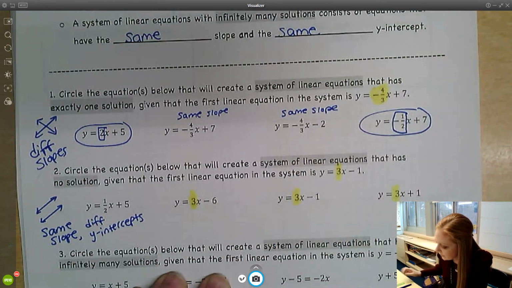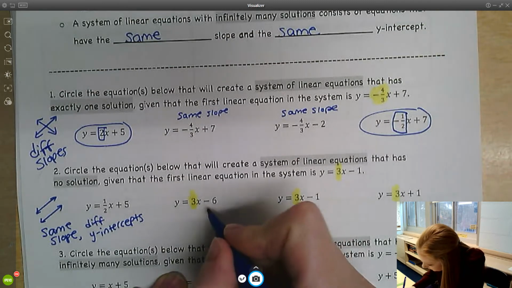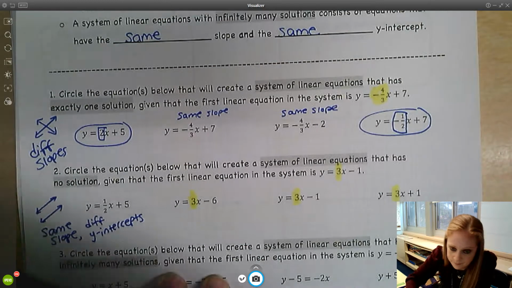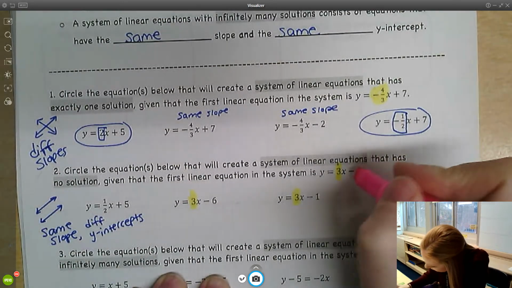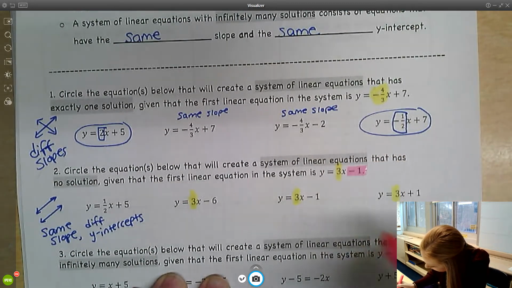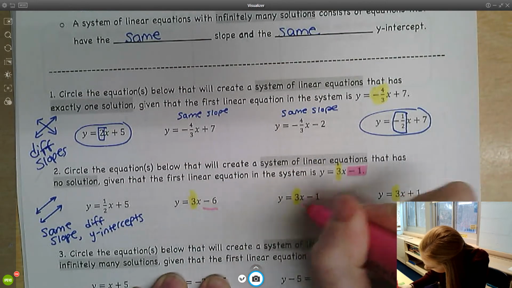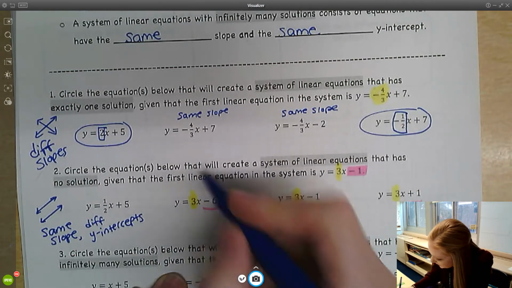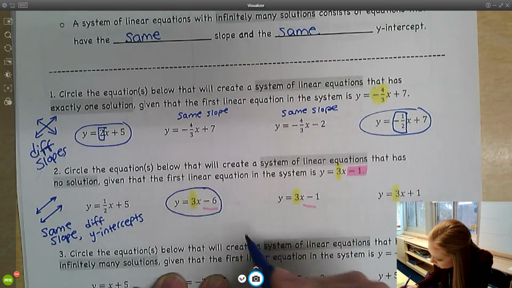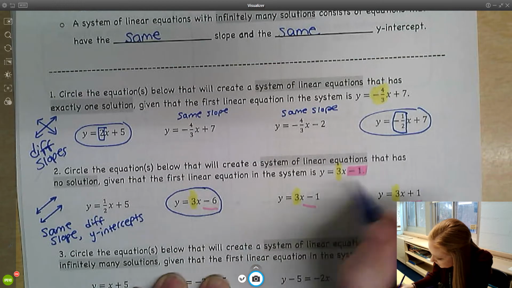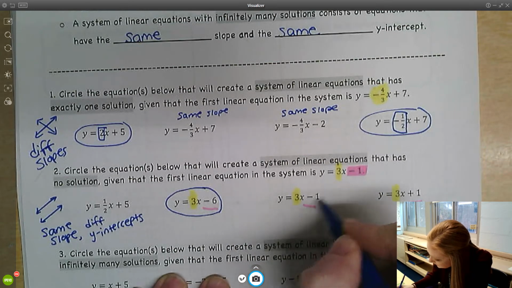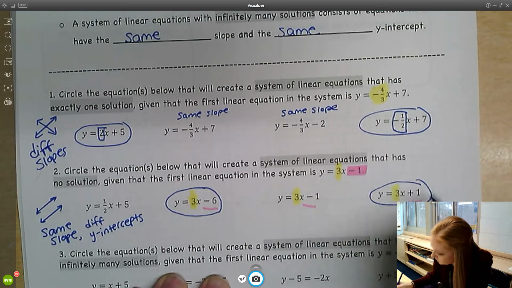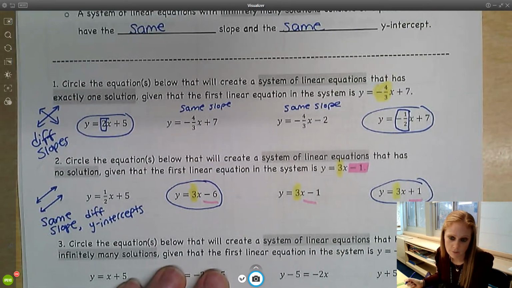Now we also need to find different y-intercepts. Is this a different y-intercept? -6, -1? Here, I'll highlight them. All right, so we have a y-intercept of -1, -6, -1, and +1. It has to have a different y-intercept, and it does. So this one is going to cause no solution with this one because they have the same slope and different y-intercepts. Same slope, same y-intercept, that's no good. Same slope, different y-intercepts, that one works for no solution.